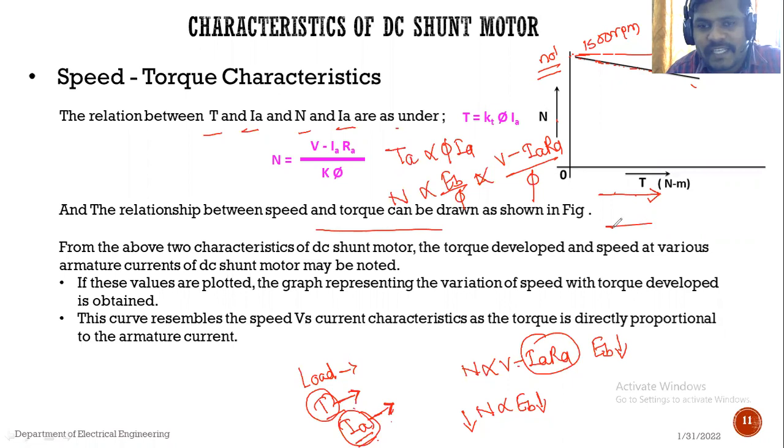If the load increases, then the torque increases. If the torque increases, IA increases. If IA increases, the IARA drop increases. If the IARA drop increases, the EB decreases. And if the EB decreases, the speed of the motor decreases. So the speed will slightly decrease, or it is less than the no load speed.